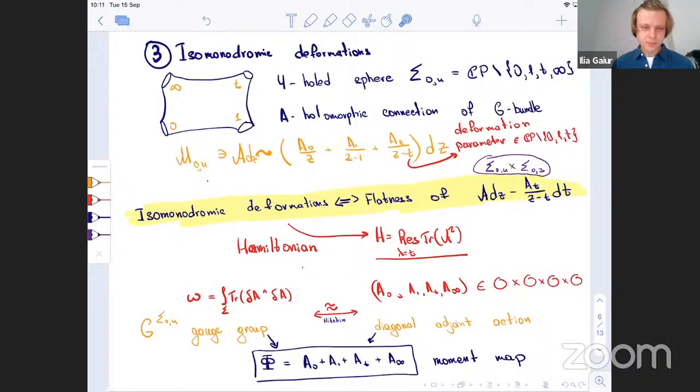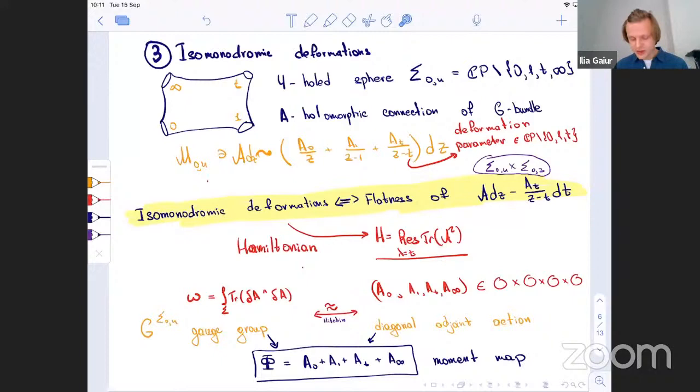So what are the isomonodromic deformations? Isomonodromic deformations are the same as the consideration of the following connection on the extended phase space, when we take the base curve times the deformation space, and we just require the flatness of this connection, and it will be the same as isomonodromic deformations. So we obtain some partial differential equations, and they are actually Hamiltonian with the following Hamiltonian.